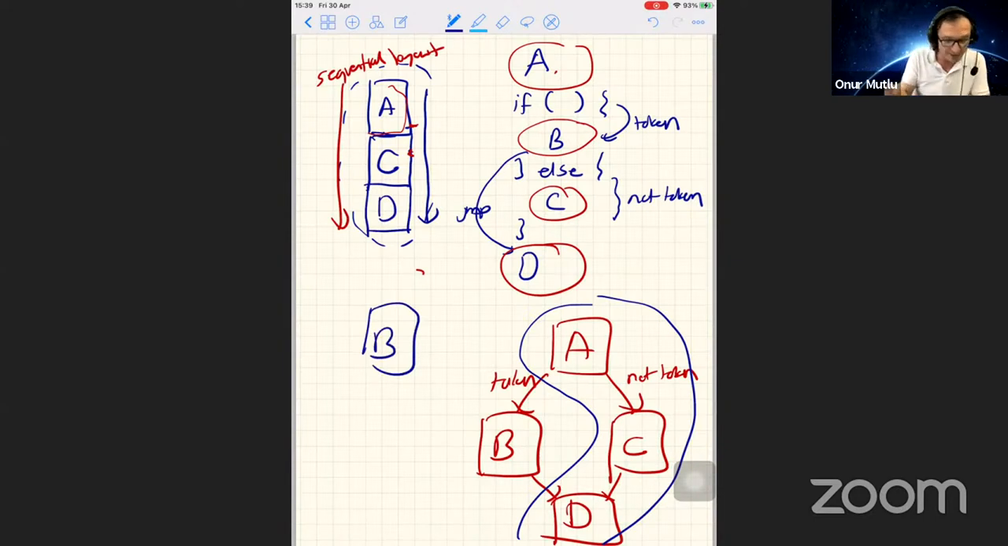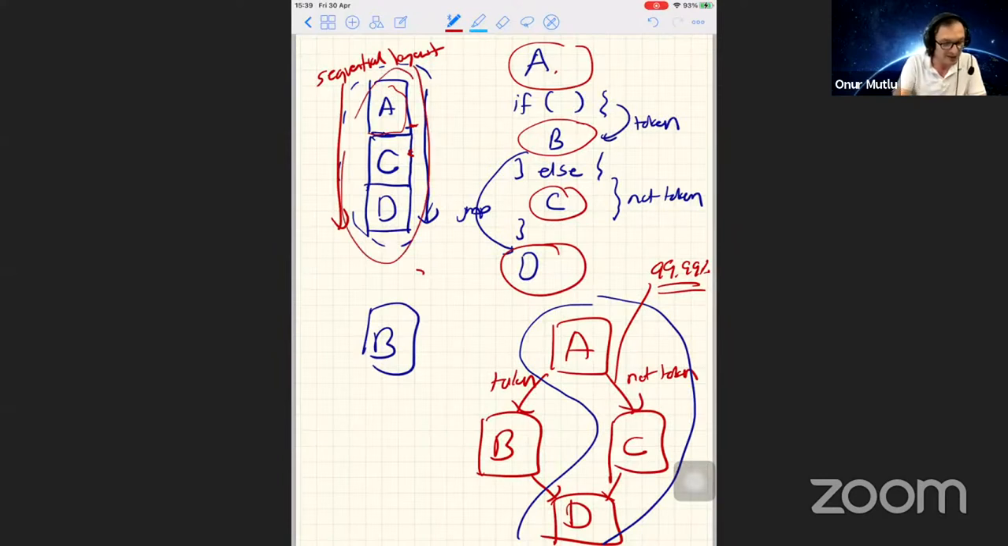Now, this works very well if this path is the frequently taken path. That's the important information that I was missing earlier. Basically, let's assume that A transitions to C 99.99% of the time, meaning the branch is not taken 99.99% of the time. That's good. Then this layout is great.